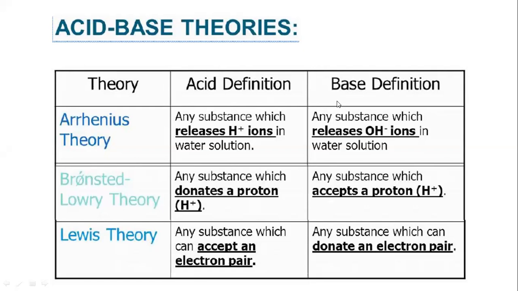This is also included in chapter number 13, amines. So remember the answer: amines are always basic in nature because of the lone pair of electrons, and a substance that gives this lone pair of electrons is called a base.